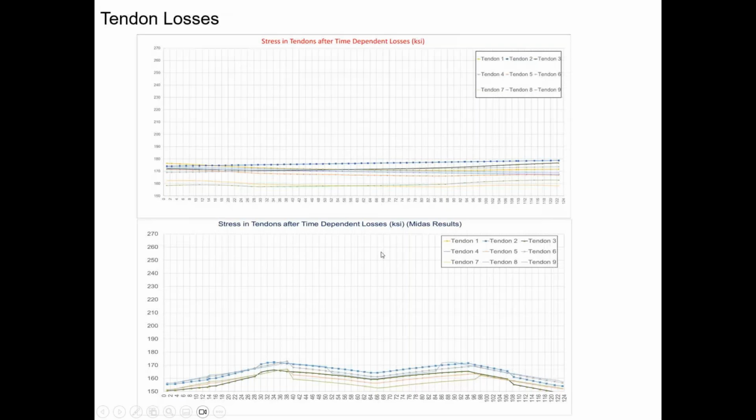And the last thing that I want to show is the tendon losses. That's also one big privilege by Midas, that you can also look at the tendon losses at all different stages, how they are affected, how the stress in the tendons is affected. I'm just showing here one stage after all the time-dependent losses happen, the Midas results as compared to the hand calculations.